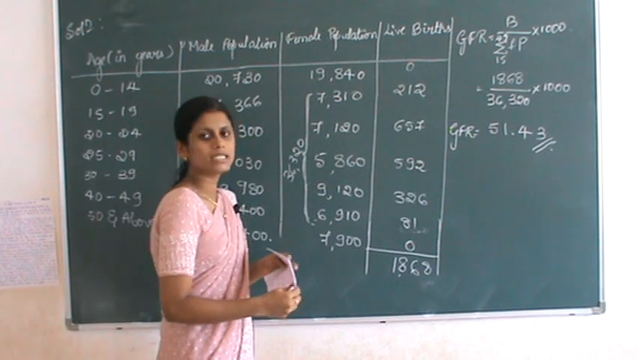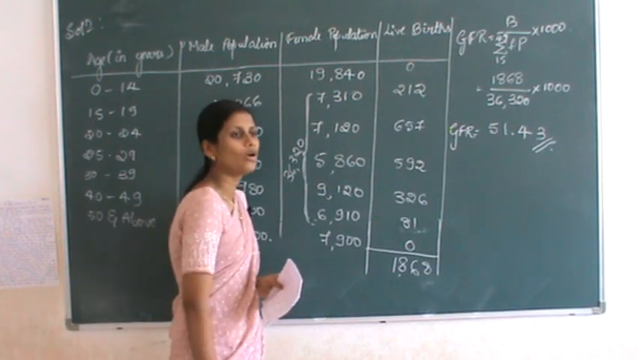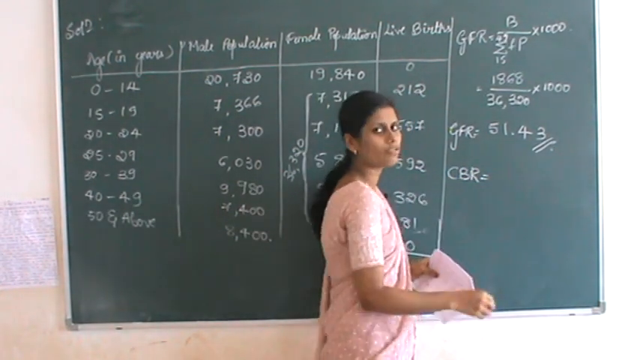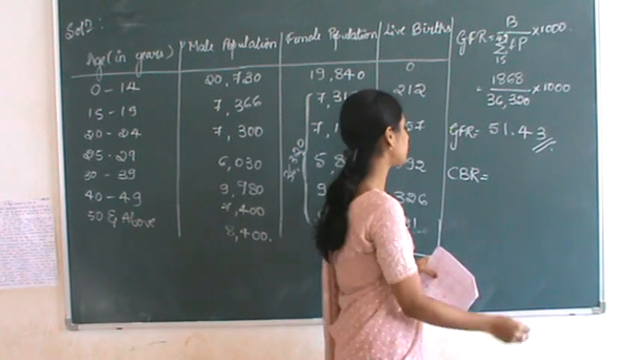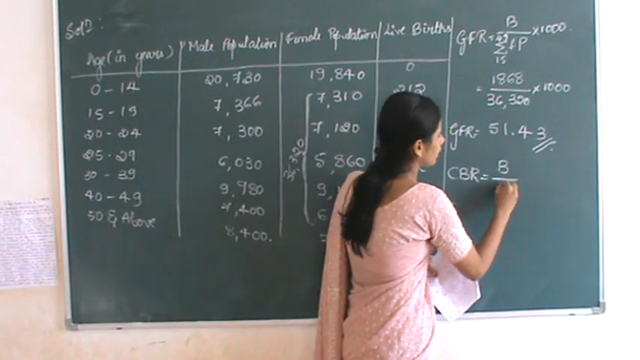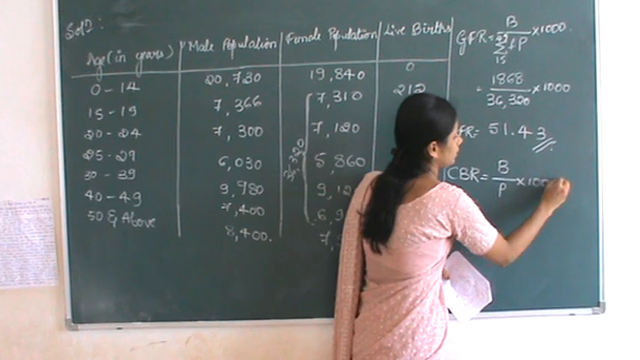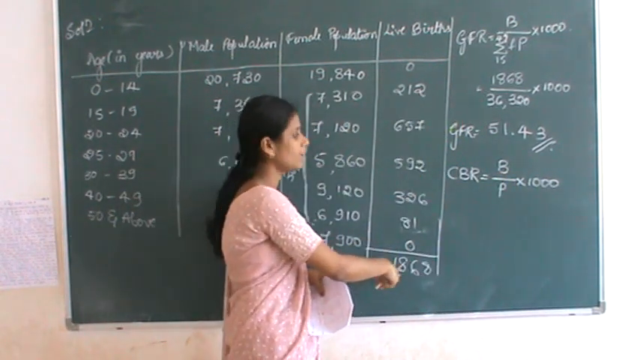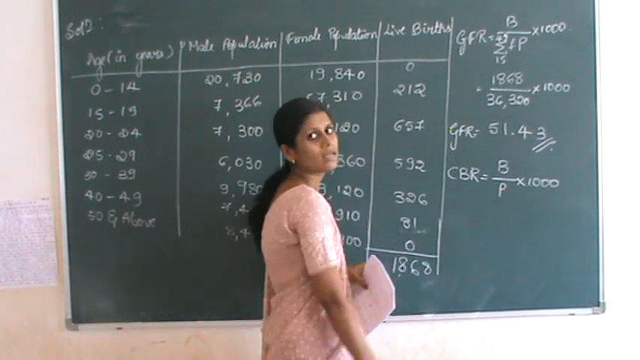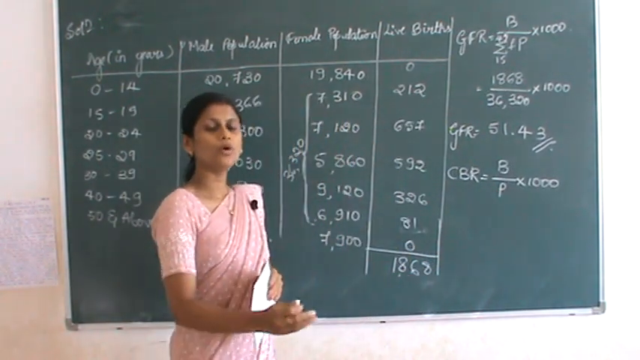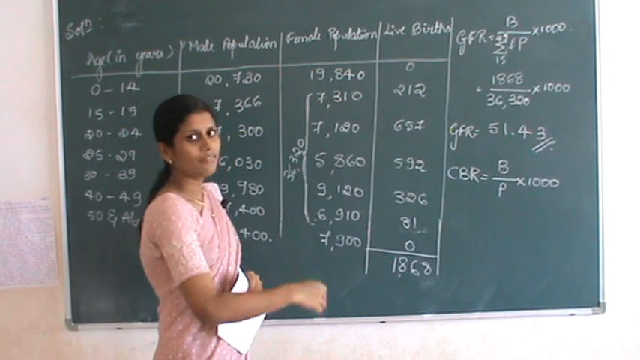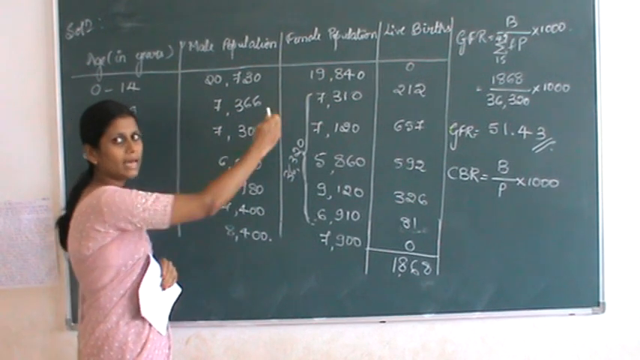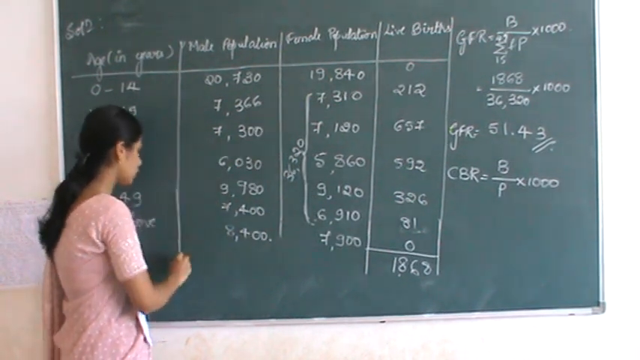Now the next question is to calculate CBR, that is crude birth rate. The crude birth rate formula is B divided by P into 1,000. B is the total of live births that we have already calculated. P is population, which includes both male and female population. So we have to make the total of both the male population column and the female population column.